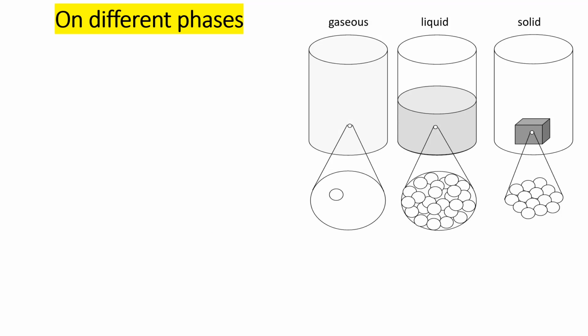Now let me show to you different phases, gaseous, liquid and solid. Actually, you studied them in school, obviously. By the way, we have also the fourth state, which is the plasma state. That's nothing else than ionized gases, but we will not discuss them in detail in this course.